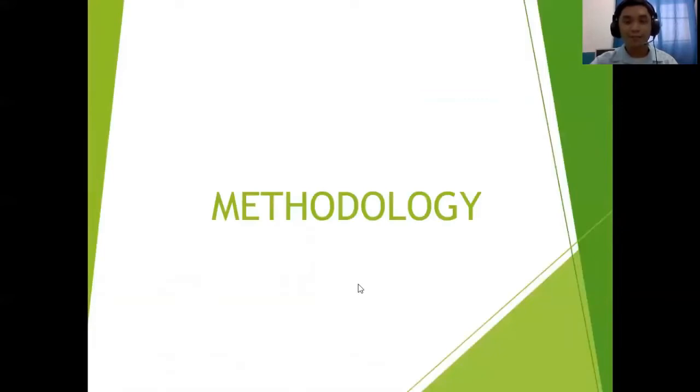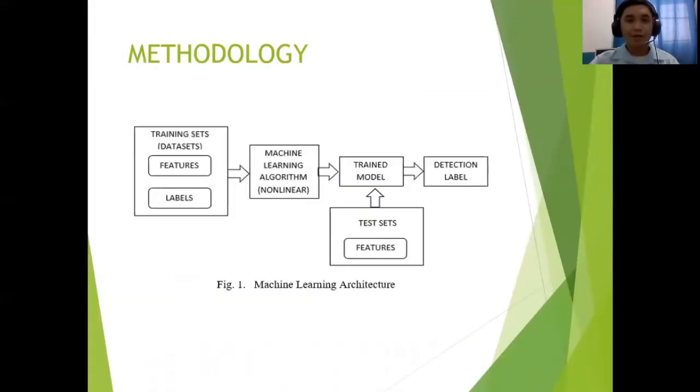And for methodologies, as you can see here in figure 1 is the machine learning architecture. The first step of the process is the training sets or the data sets. Then it will go to the machine learning algorithm. Once it goes through the machine learning algorithm, it will go to the training model. Then it will be verified by the accuracy of the test sets. Then it will go to the detection label.